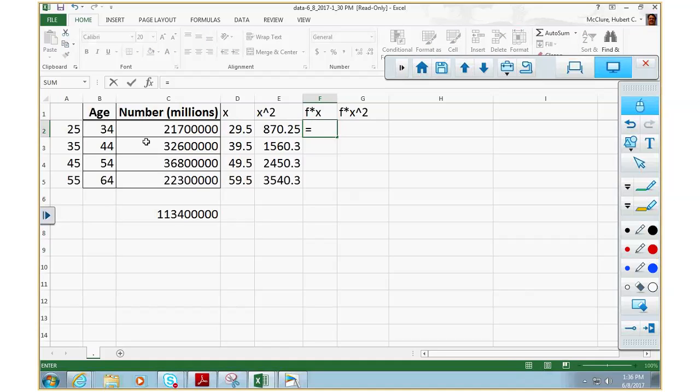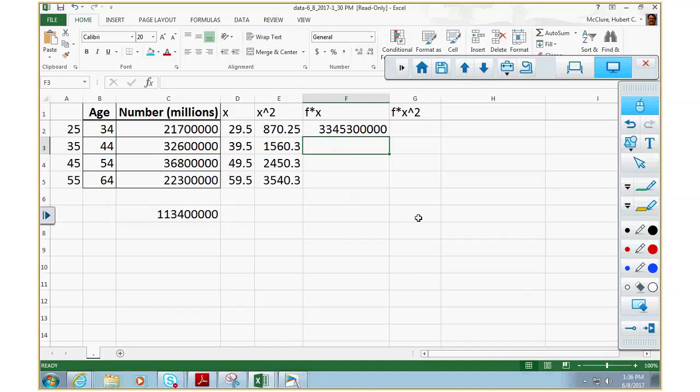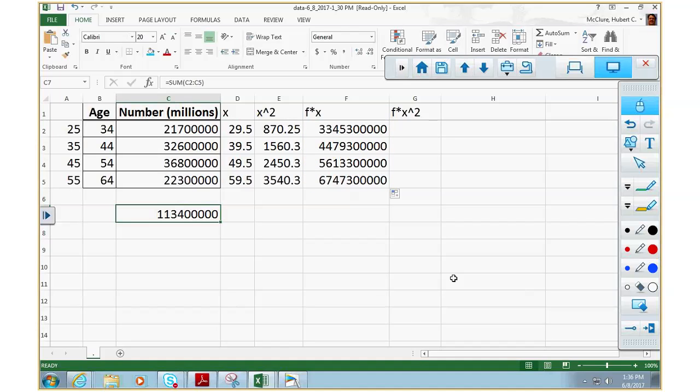F times X. Oh, I didn't get F, did I? Yeah, I did. Right there. That's a big number, isn't it? Yeah, a couple of billion. F times X. And I'm going to take F and I'm going to lock it. Now check my numbers. How do you lock it? F4 locks that number right there. F4.